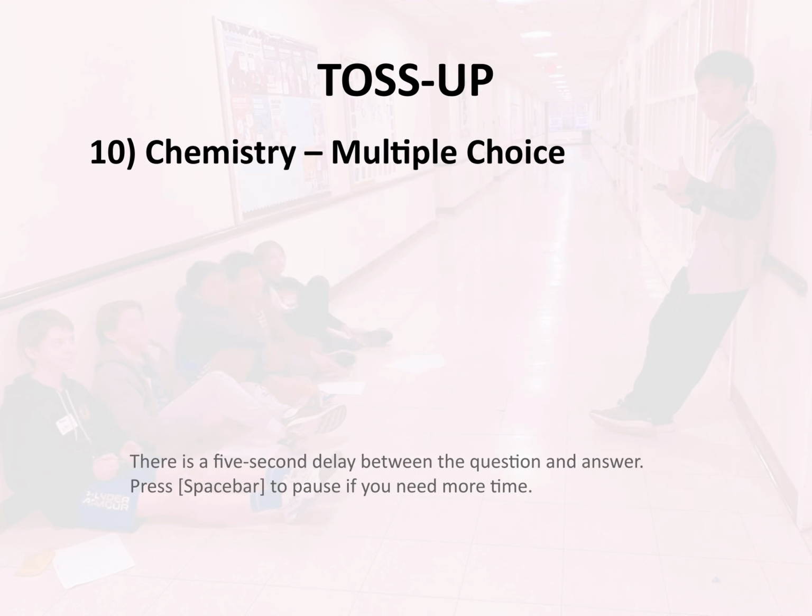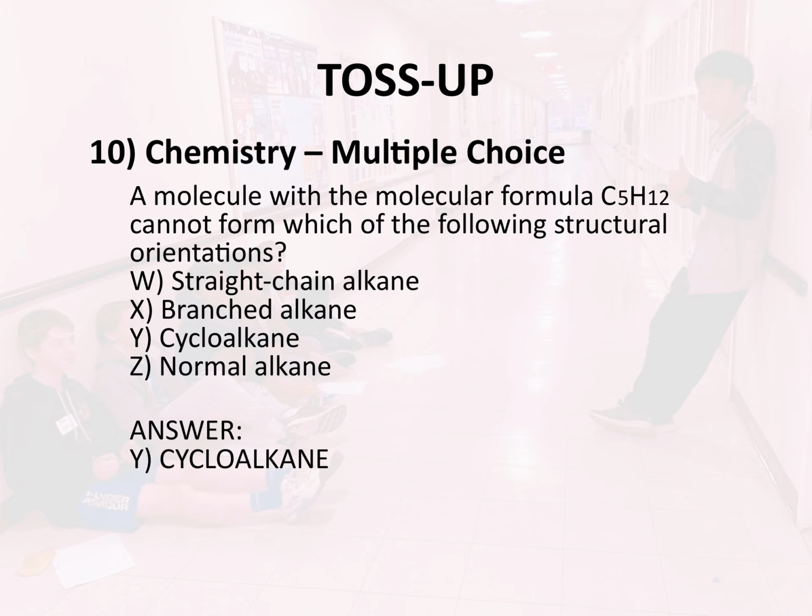Toss-up 10. Chemistry, multiple choice. A molecule with the molecular formula C5H12 cannot form which of the following structural orientations? W. Straight chain alkane. X. Branched alkane. Y. Cycloalkane. Z. Normal alkane. Answer: Y. Cycloalkane.